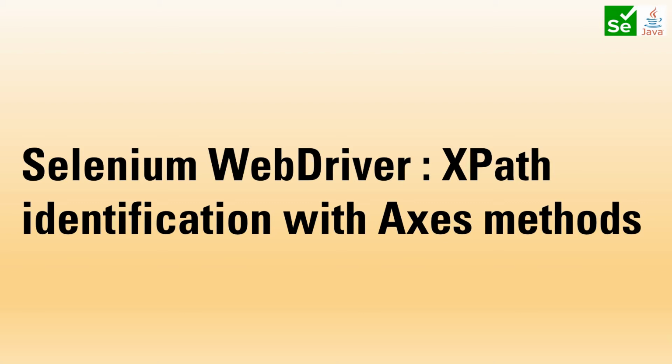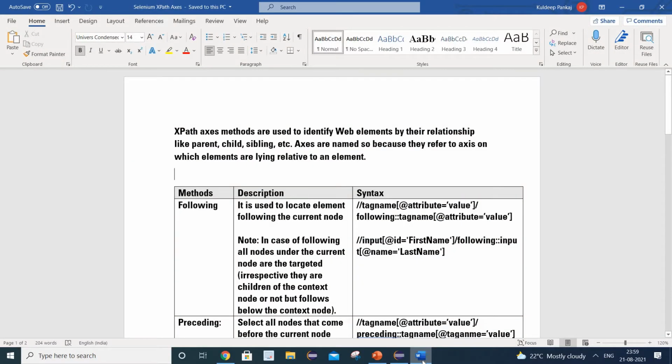This is Kuldeep here. Today we are going to learn about XPath identification with axes methods. So let's start. First, let's try to understand what it means by XPath axes methods. XPath axes methods are used to identify the web element by their relationship like parent, child, and sibling. And axes are named so because they refer to axes on which elements are lying relative to an element. So this is the technical definition of the XPath axes methods.